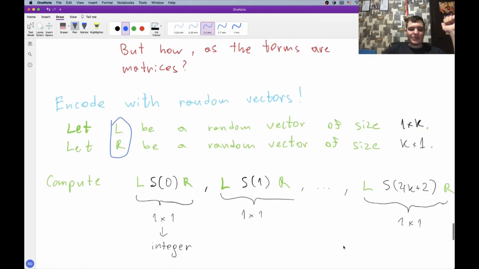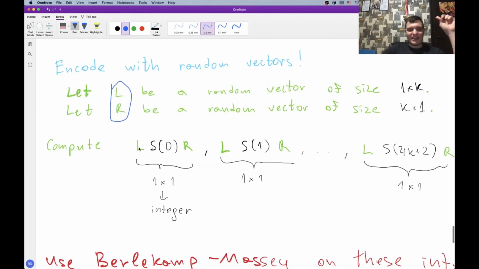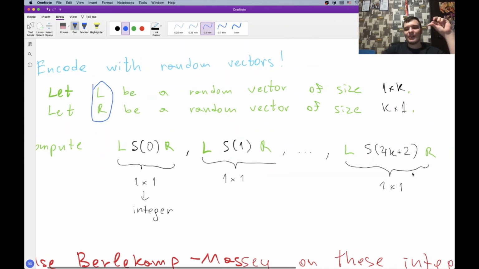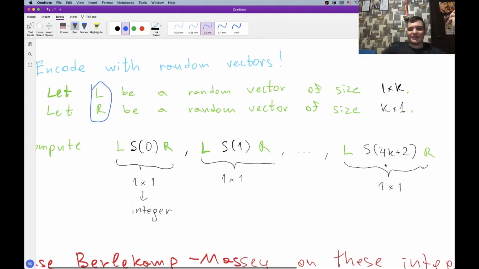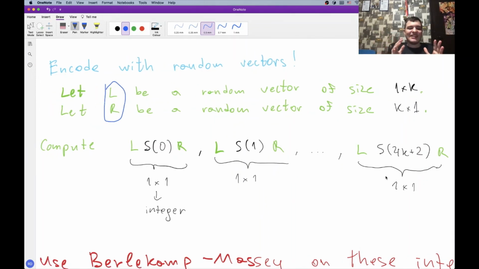Now let's compute. We will basically compute L multiplied by S0 multiplied by R, then L multiplied by S1 by R, and so on, until L multiplied by S4k plus 2 multiplied by R. We can notice that all of those are actually 1 by 1, so they're basically integers. And the final observation is that the coefficients we'll find will, with high probability, be the same as the ones for the matrices, because you multiply everywhere by the same 2 vectors.